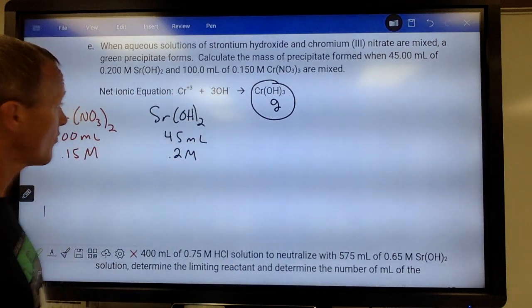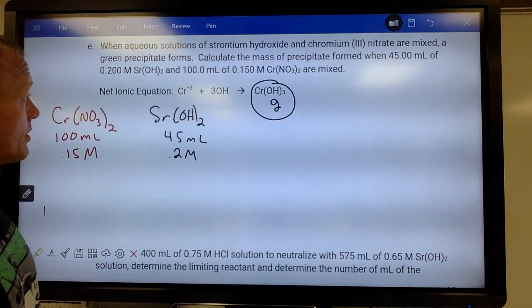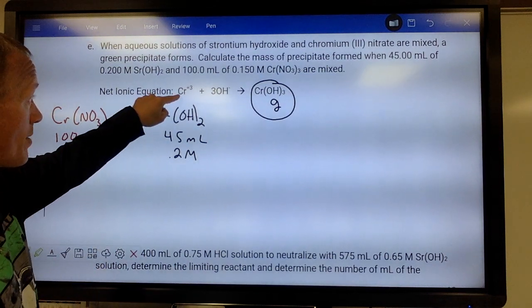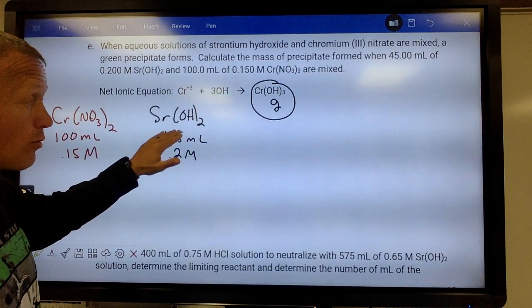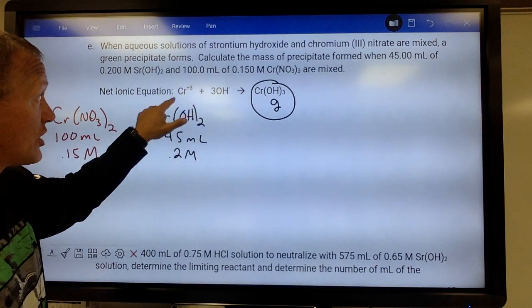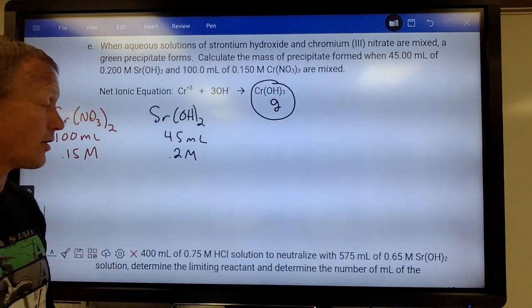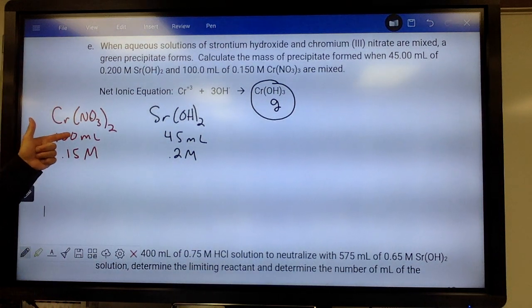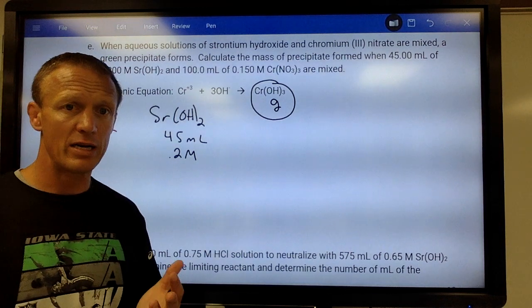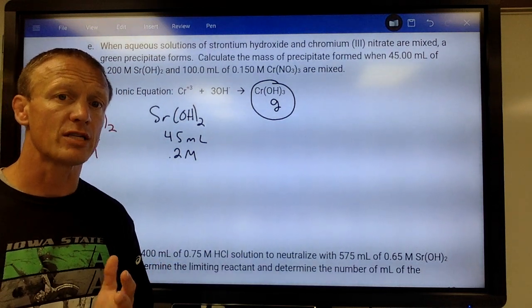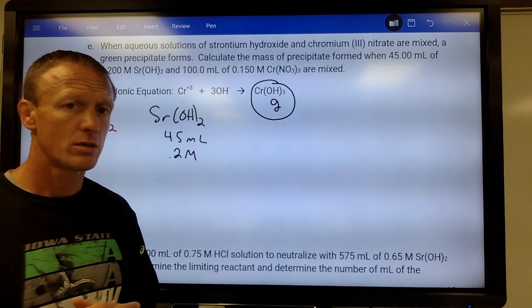So first thing I do is figure out the limiting reactant. So I need to know moles of chromium ions and moles of hydroxide ions, not moles of this compound and moles of this compound. I need to know moles of each individual ion in there. So I have molarity and I have milliliters. You can always multiply molarity times milliliters, or times liters, gives you moles.